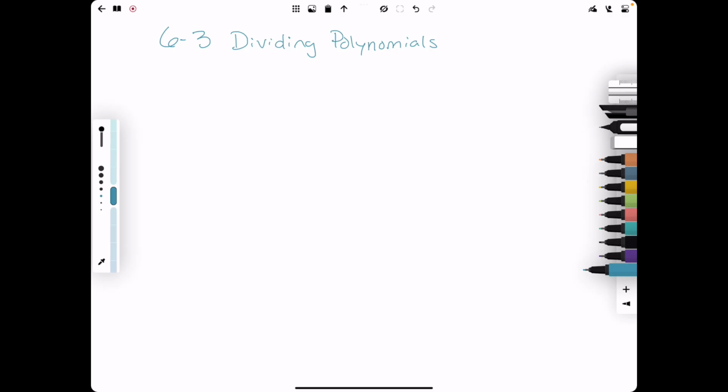Okay, section 6.3, dividing polynomials. We reviewed quickly before long division, because that's what we'll be using. Because we already reviewed it, I'm going to dive right into example 1.